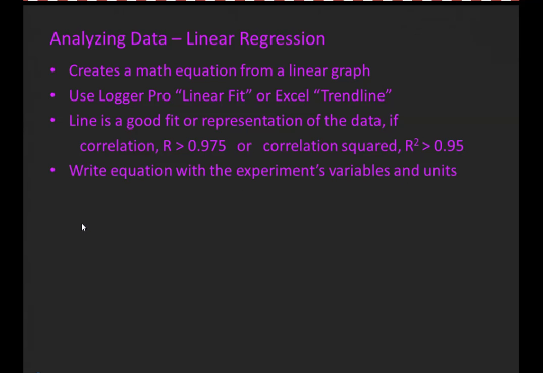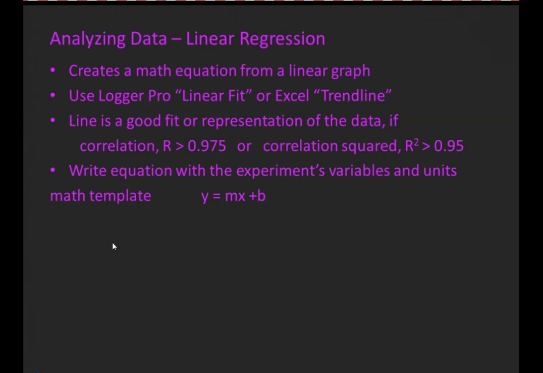Once we've run the linear regression and determined that it's a good fit to the data, we need to go about writing the equation with the experiment's variables and units. So let's talk about some templates. In math, we learned that the equation for a straight line is y equals mx plus b, where m is the slope and b is the y-intercept.